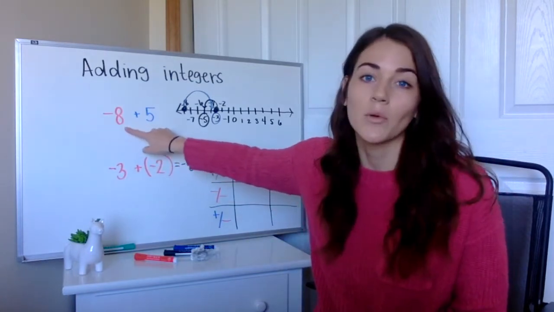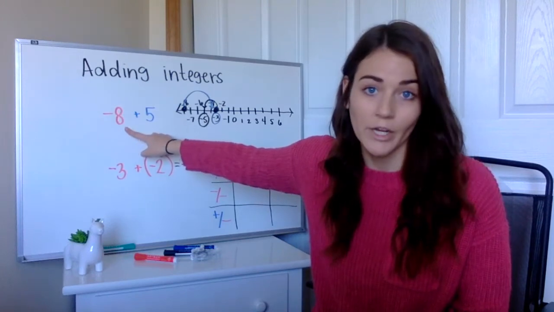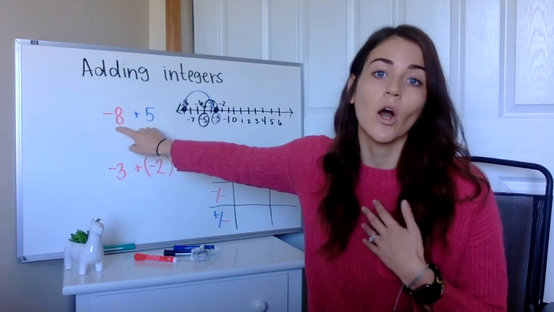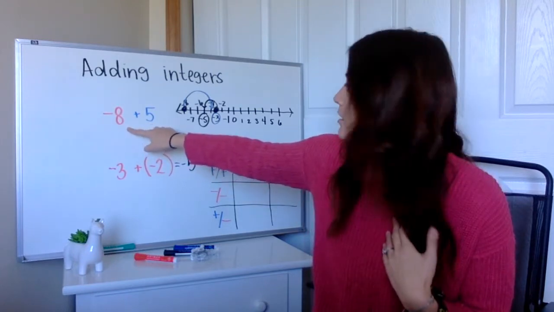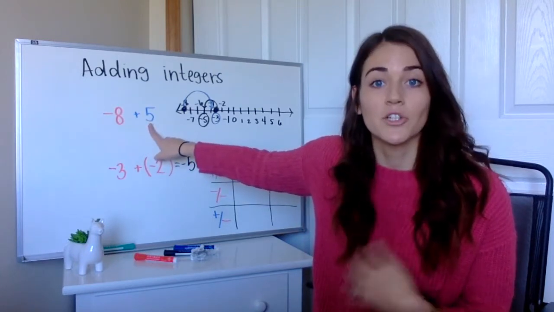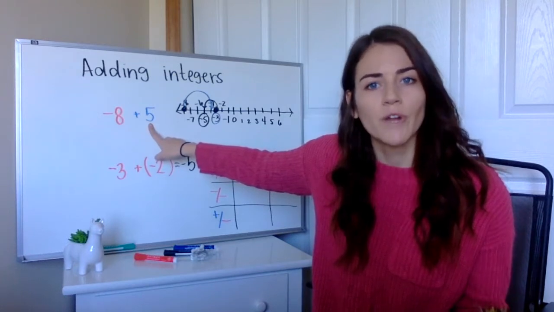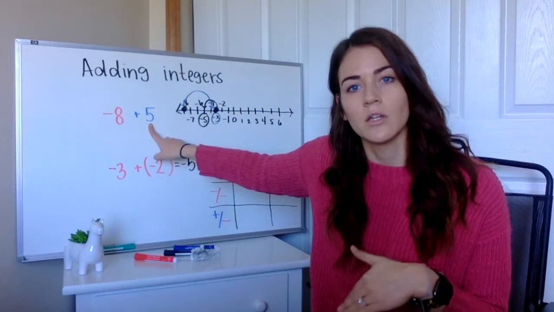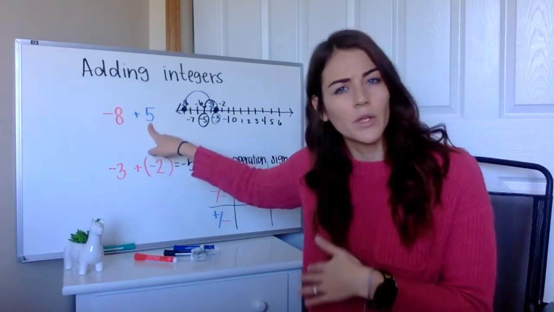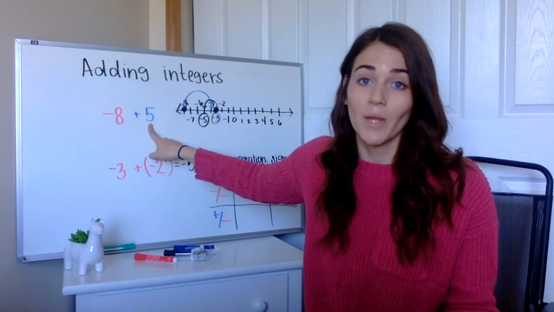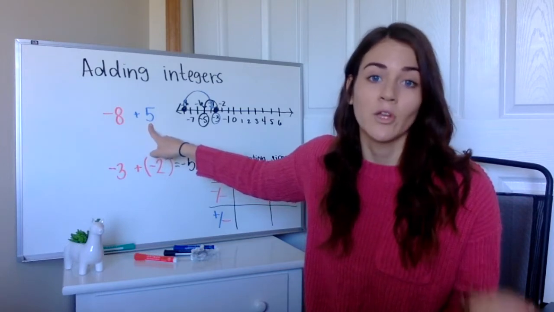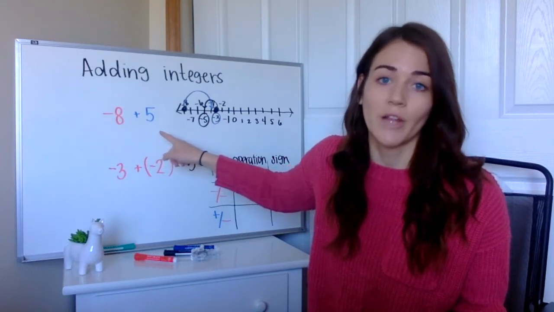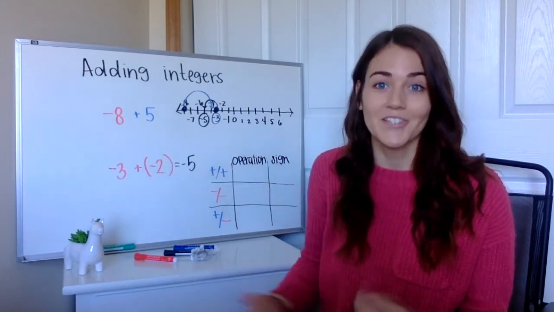-8, that would be like money that you owe, right? You don't have $8, you owe $8 to someone. So let's say you owe $8 to your friend, but then we have +5, so that means you're paying them. So you owed your friend $8, but then you paid them $5. Do you still owe them, or are you in the positive? You did not pay them all the way back, so you are still in the negative, which the difference between 8 and 5 would be 3. So you still owe your friend $3, which would again get us our -3.